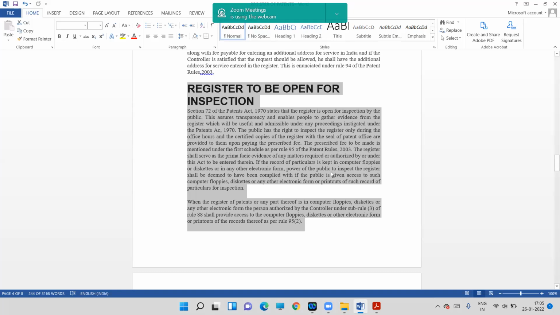The power of the public to inspect the register shall be deemed to have been complied with if the public is given access to such computer floppies, diskettes, or any other electronic form or printouts of such record of particulars for inspection. Okay.